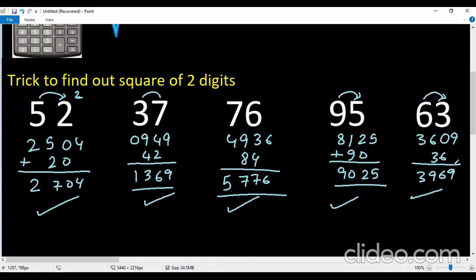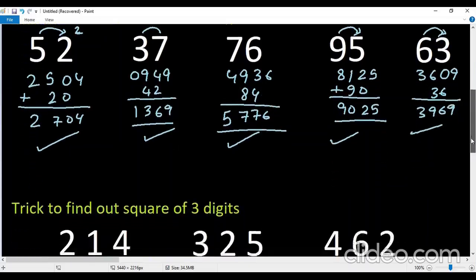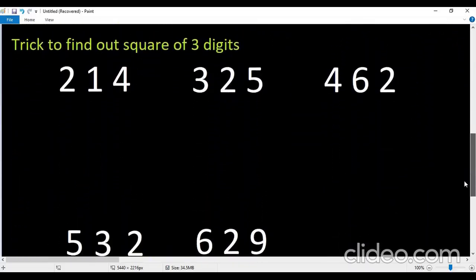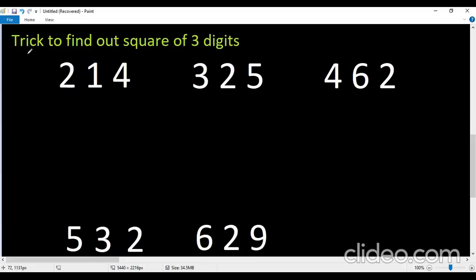Now there are so many students who ask me, if two digits are okay, what if we have three digits? For example, I've given you a question over here. It says: trick to find the square of 3 digits.